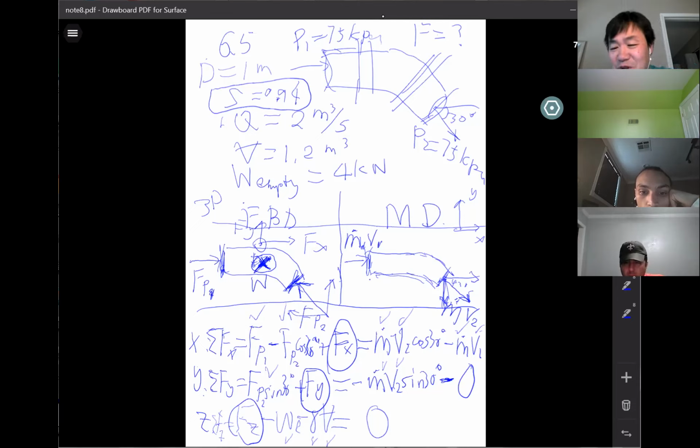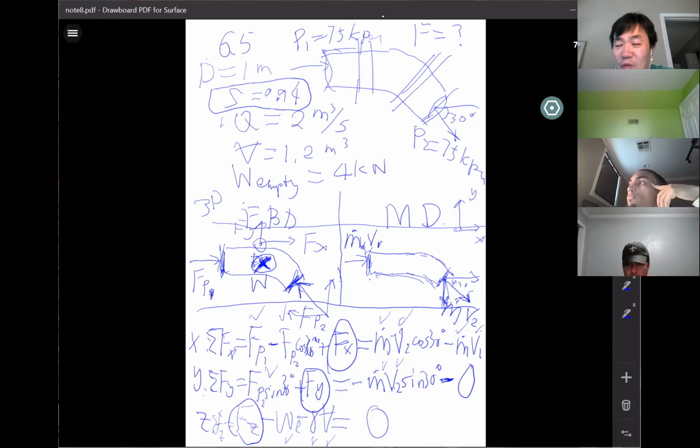Now it's just calculation. So these are the forces required to hold this bend in place. Because of the momentum, you need to have the force to hold it. Otherwise, this bend is going to shoot away by the momentum from the fluid inside the bend. Everybody, any questions? This is a relatively complicated problem, 3D. So that's the standard procedure.